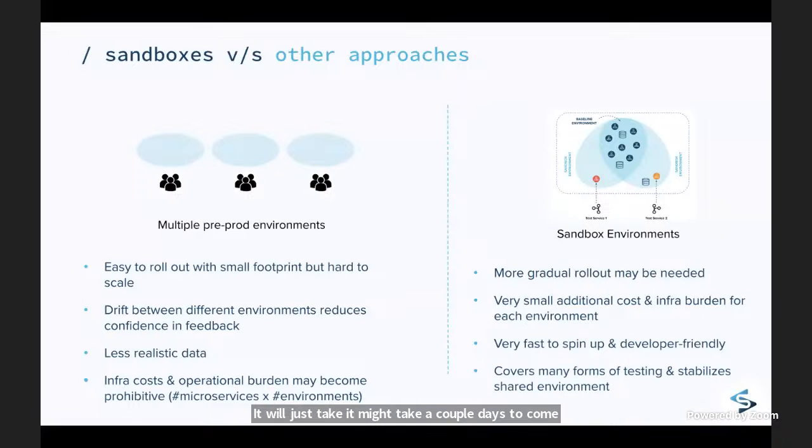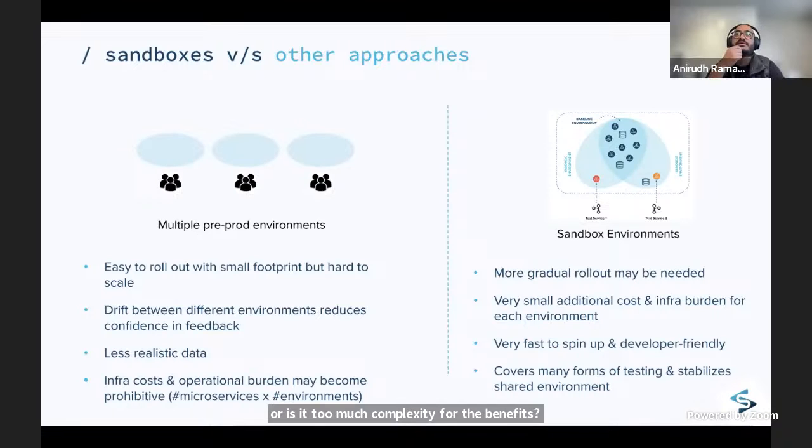So another question has come in. In a continuous deployment context where exploratory testing is done in production with feature flags, is this still worth doing just for automating tests in CI, or is it too much complexity for the benefits? So, okay. The context is there is feature flagging being done in production in order to test features.